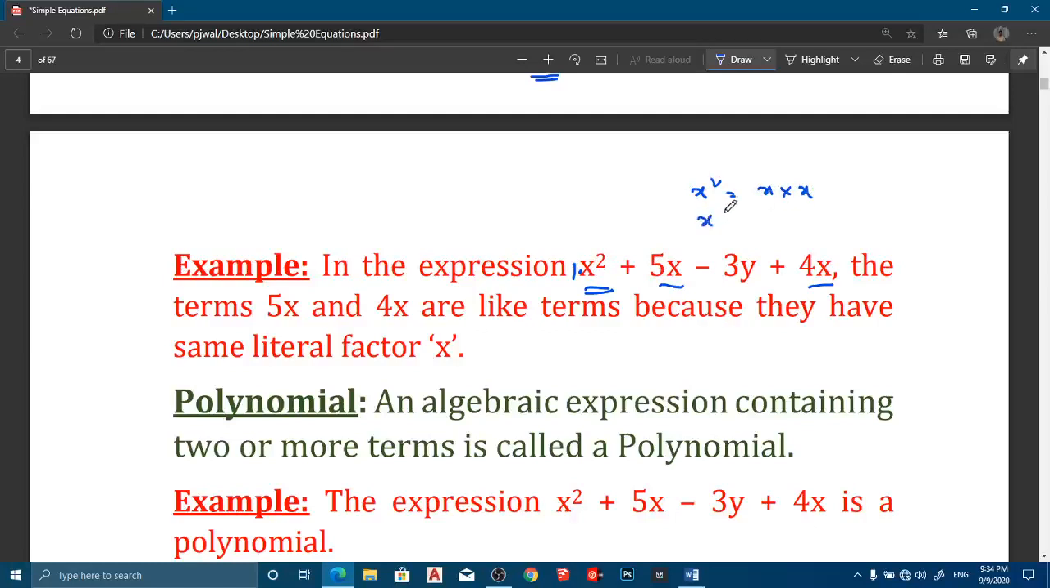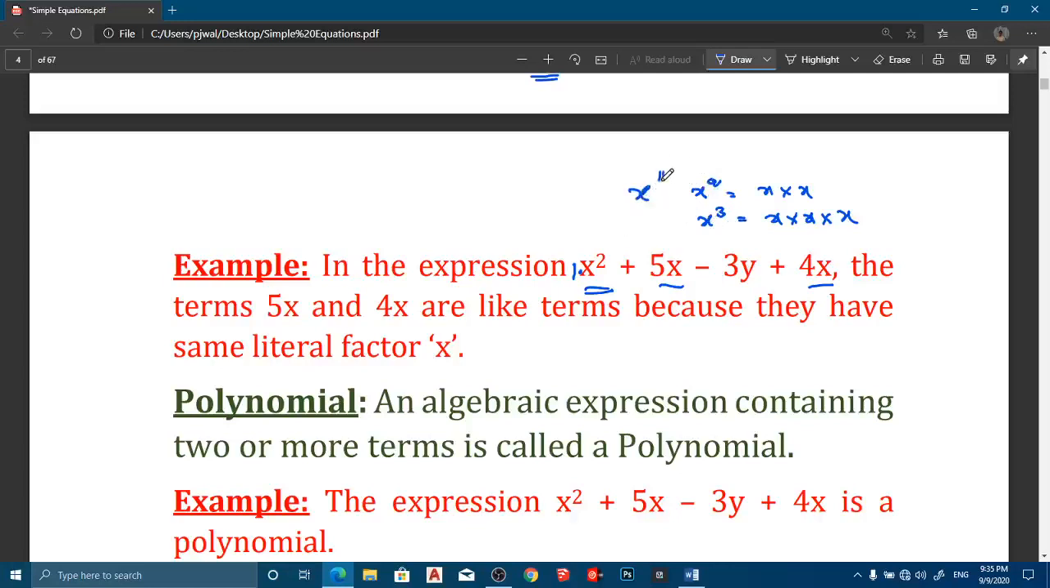For example, if it is x to the power of 3, it means the product x into x into x. x into x into x means x cube, or you can read it as x to the power of 3. And you can read x square as x to the power of 2. There is a reason why we read them as square and cube, which I will explain later. If it is only a single x, that is x to the power of 1.